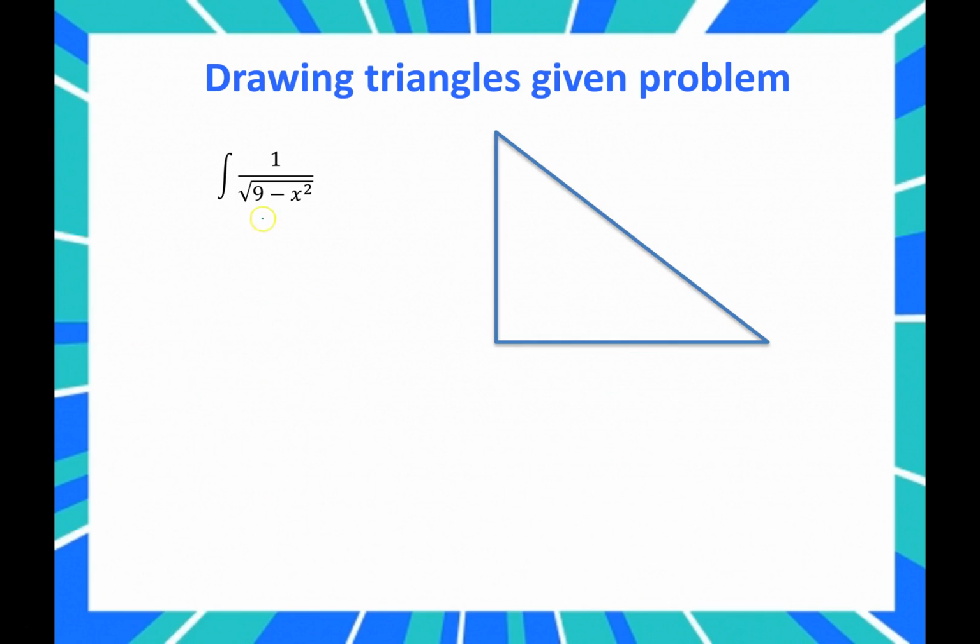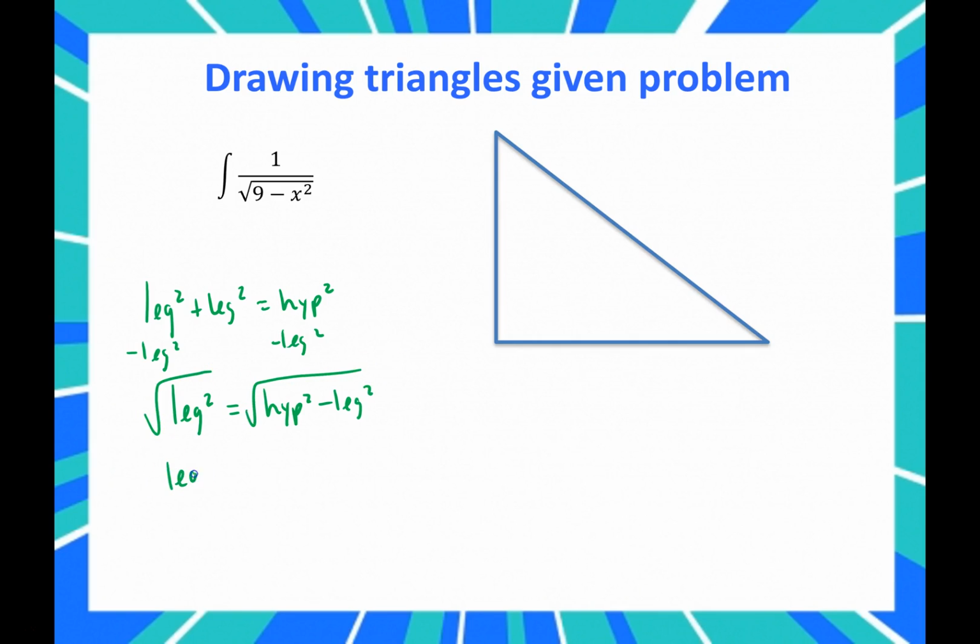All right, in this case I have a subtraction. So let's go back to leg squared plus leg squared equals hypotenuse squared, and I am going to subtract. So I get a leg squared is equal to a hypotenuse squared minus leg squared. Square root both sides, and I get that a leg is going to be equal to the square root of a hypotenuse squared minus leg squared. So this is going to be my hypotenuse. In other words, I'm going to have a 3 as my hypotenuse and an x as a leg.